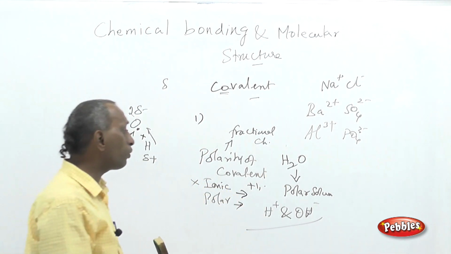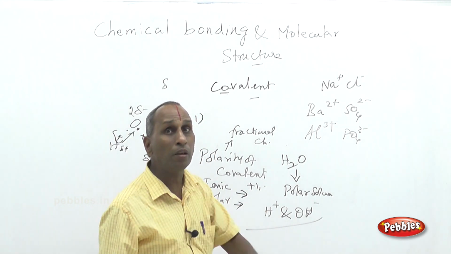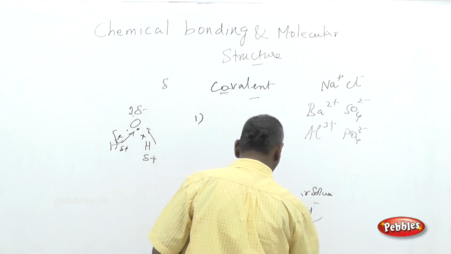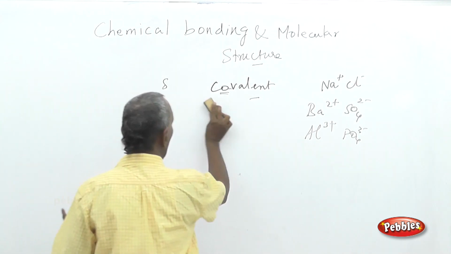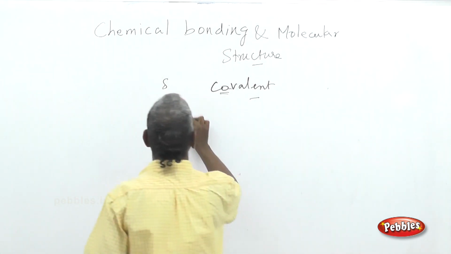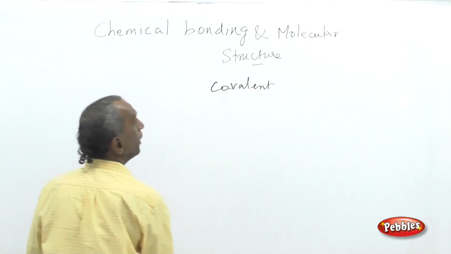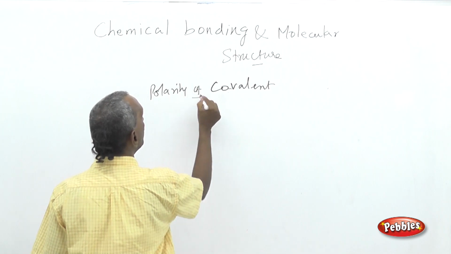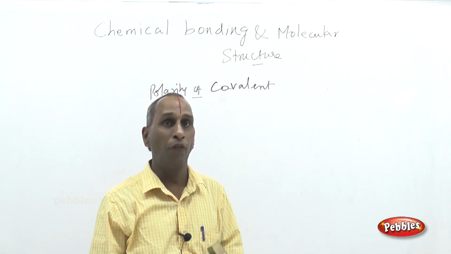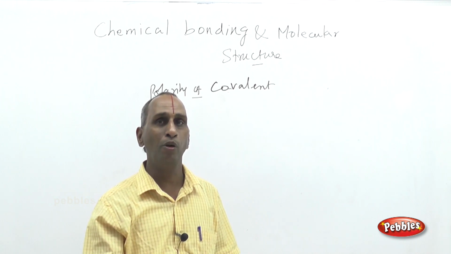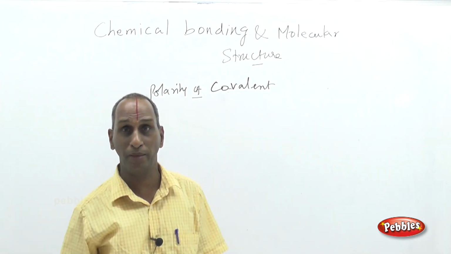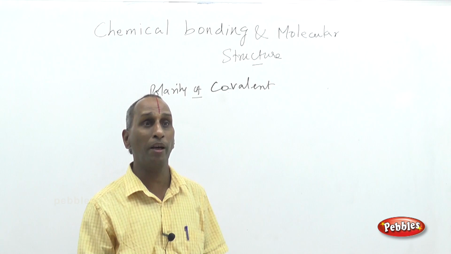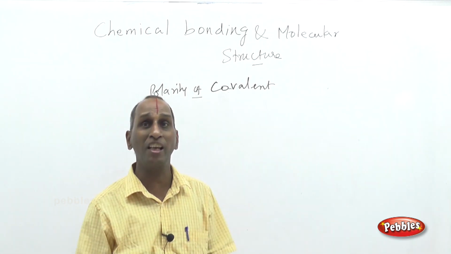In that sense only, water is called a polar solvent. It will not dissociate into H plus and OH minus. That is to be noted. So in the case of a covalent bond, because of the difference in electronegativity, there is a phenomenon called polarity of a covalent bond. What is the significance? Why do we have to discuss the polarity of a covalent bond? If you take some ionic compounds, they will behave like covalent compounds in some places. If you take a covalent compound, it will behave like an ionic compound. That is why there is partial covalent character and partial ionic character.